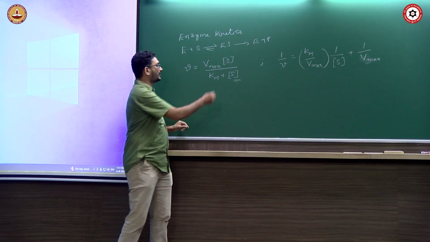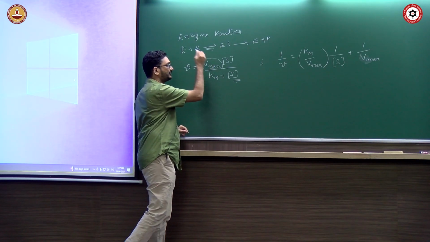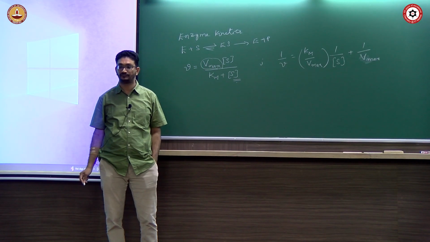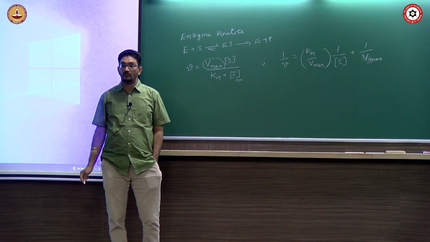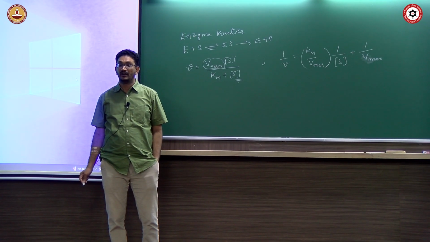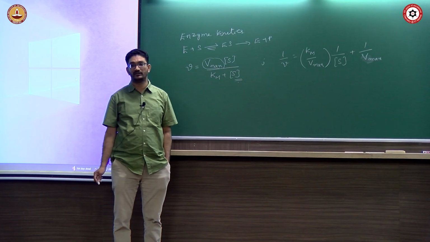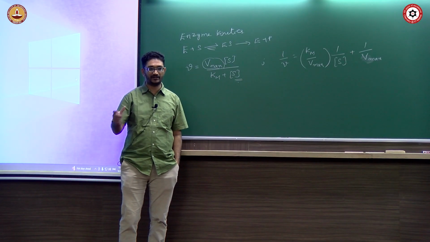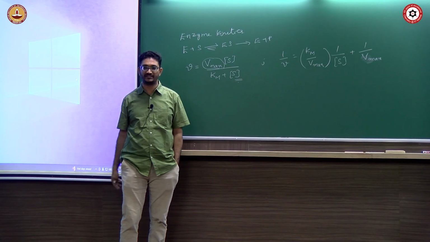And do you remember what all these things are giving? What is Vmax? What is Vmax? Maximal rate the enzyme can attain, right? So, this is the maximum rate of the reaction that an enzyme can attain.